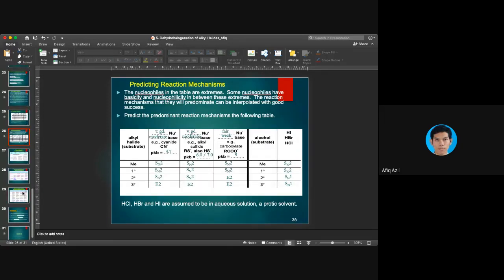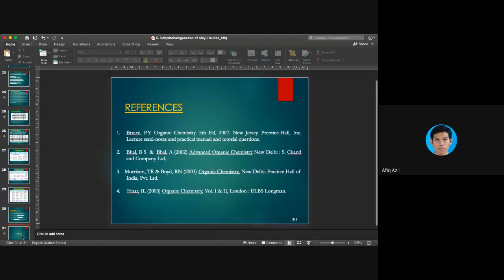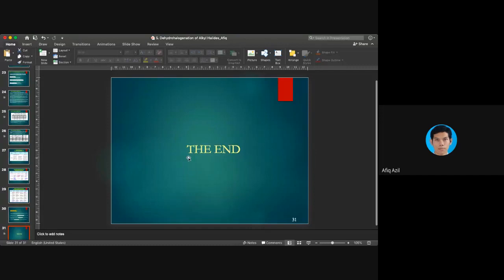And this slide, the last table, is quite good as well. So I'm giving you a few choices which you can use to compare which mechanism it will proceed by. Okay, so that is for chapters 4 and 5.